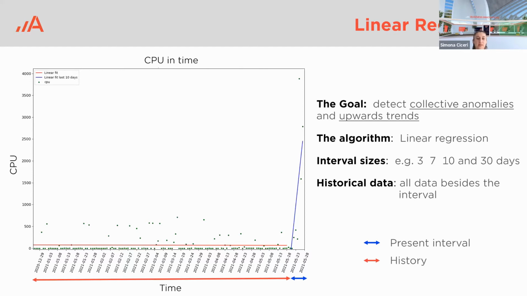Since the frequency of the data points for each transaction is different, we use four different interval sizes, for instance 3, 7, 10 and 30 days. And in this way, we can account for different behaviors.